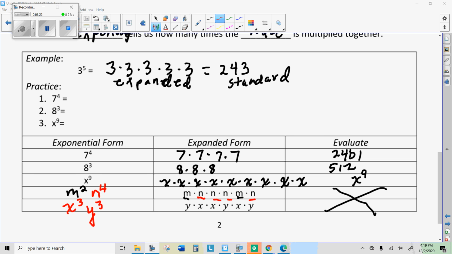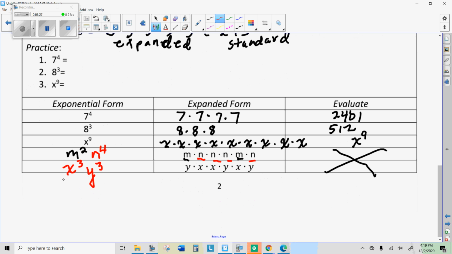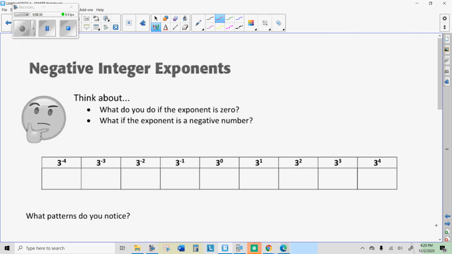There's the expression you should have got. You might have the y to the third coming first in this. It's just sort of standard form to put the letters in alphabetical order when you're using letters. All right, so what we're going to figure out now is, what do you think? What if the exponent is a negative number?